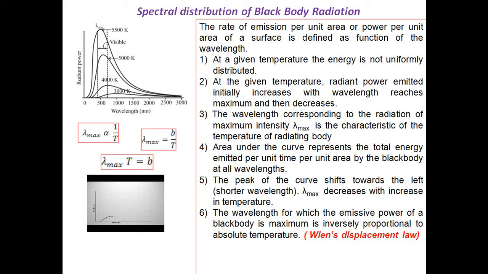Now the wavelength for which the emissive power of a black body is maximum is inversely proportional to the absolute temperature. This is what is called Wien's displacement law. Now we can write lambda max is proportional to 1 upon T, or I can write with the constant of proportionality as b, lambda max into T is equal to b.